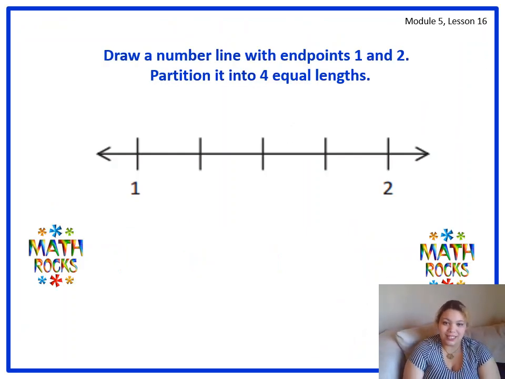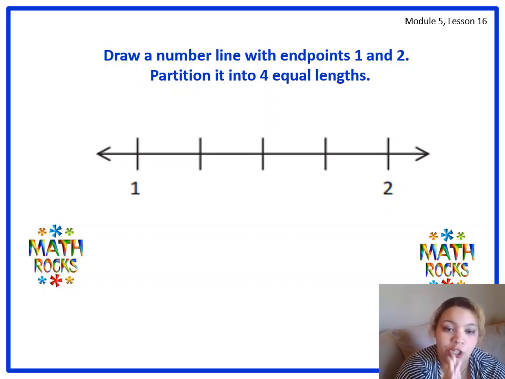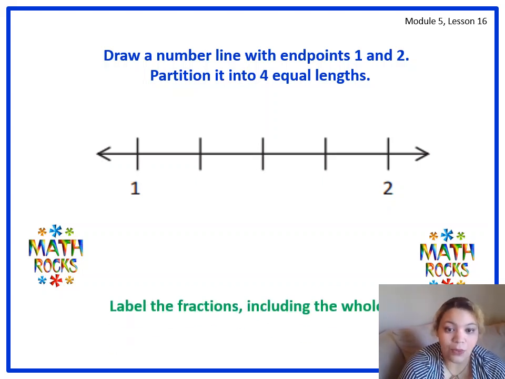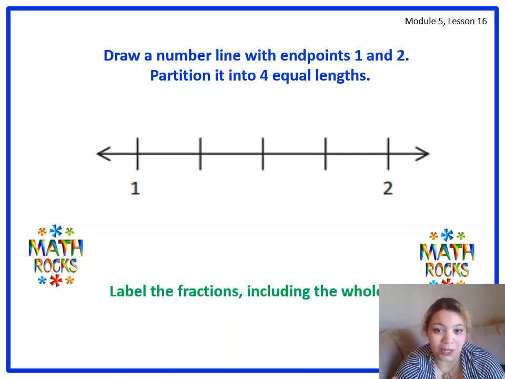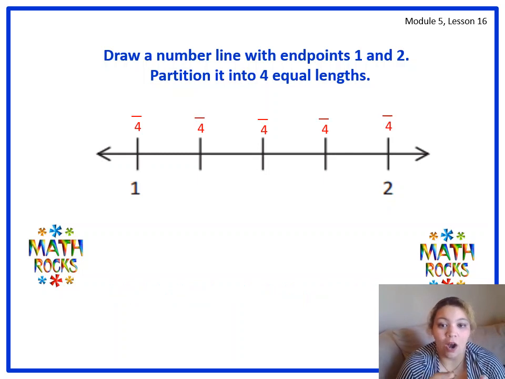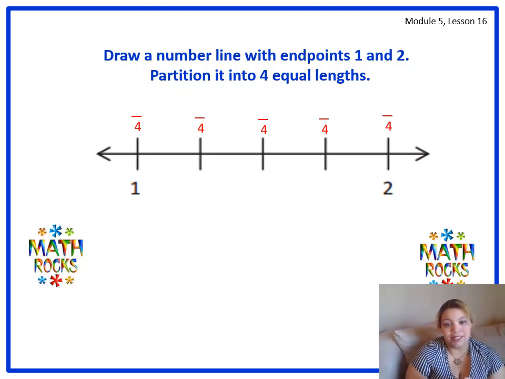All right. Okay, on this activity, we are going to draw a number line with the endpoints 1 and 2 and then partition it into 4 equal lengths. This has already been done for us. Now, this is a little different because normally we go from 0 to 1, but today we are actually going to be starting at 1 and 2. All right, so if we are starting at 1, then when we label our fractions and there's 4 equal pieces, all of these are going to be something out of 4 because there are 4 equal pieces.